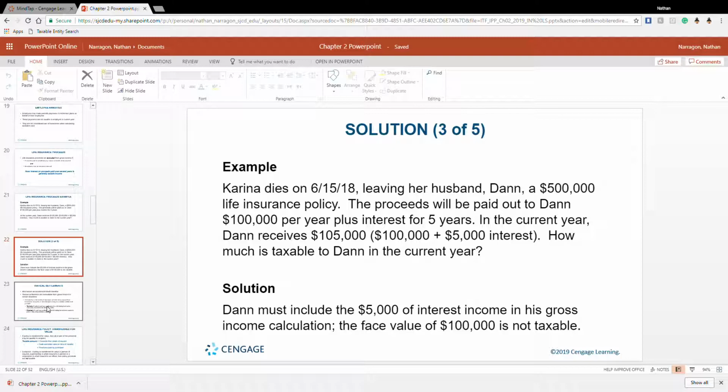Again, this is mostly going on because that $5,000 is extra income. It's not part of this $500,000 life insurance policy. So because that's extra income, that's why it's taxable to Dan. So, I think the $100,000 is more than enough to actually cover taxes.